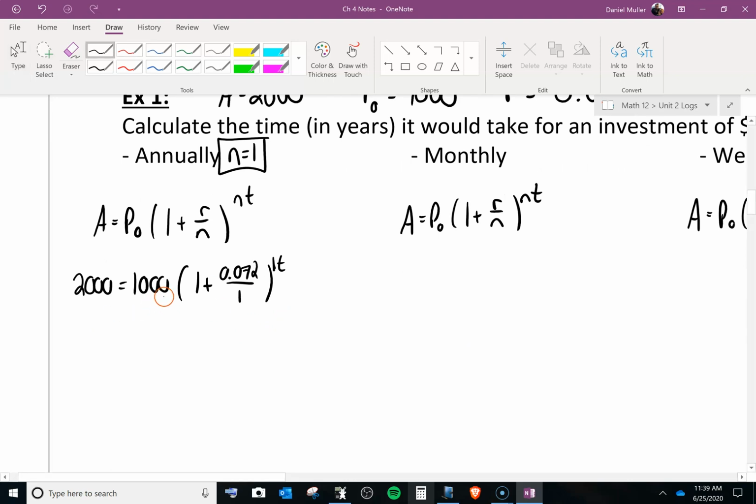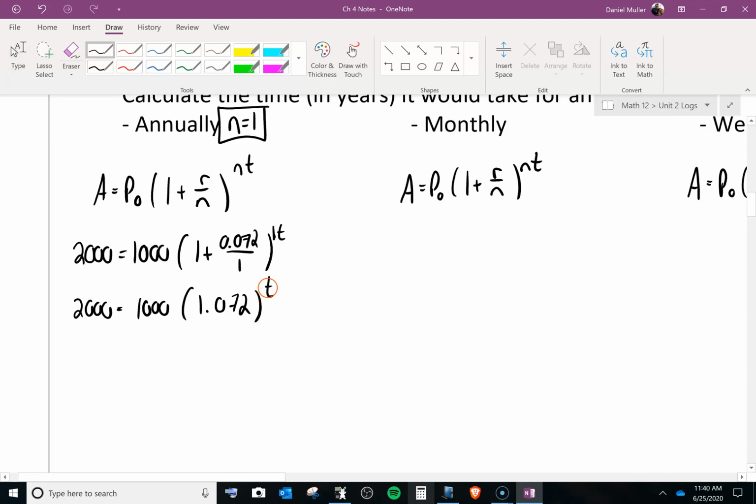Now with this, we have 2,000 equals... usually we need a calculator for this, but this is just 0.072 and this is a 1, so we can just add them. There's nothing we need to do there. 1 times t is just t. So now you have to solve this, and this is where logarithms come in, because we need to isolate the t, which means we need to get rid of this 1,000. That's our first step. Because it's multiplying, we're going to divide by 1,000, and this is 2, which should make sense because we've doubled it, so twice as much.